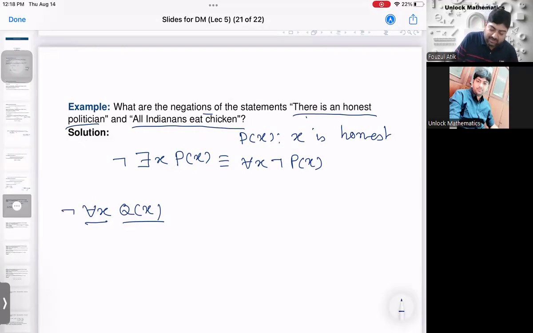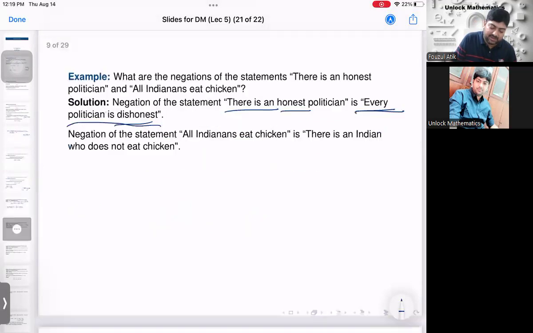The negation of it will become, by De Morgan's law of quantifiers, there exists an x, not of qx. And what does it mean? There exists an Indian, not of qx, who does not eat chicken. So the negation of all Indians eat chicken will become there is an Indian who does not eat chicken. Negation is done. I hope these are clear.